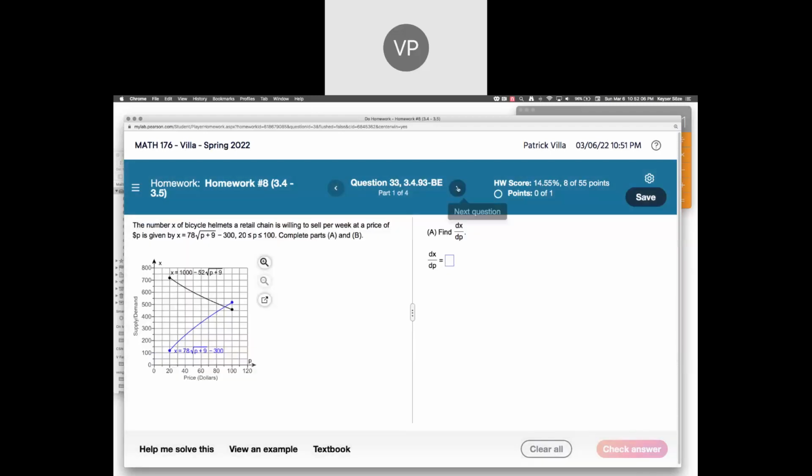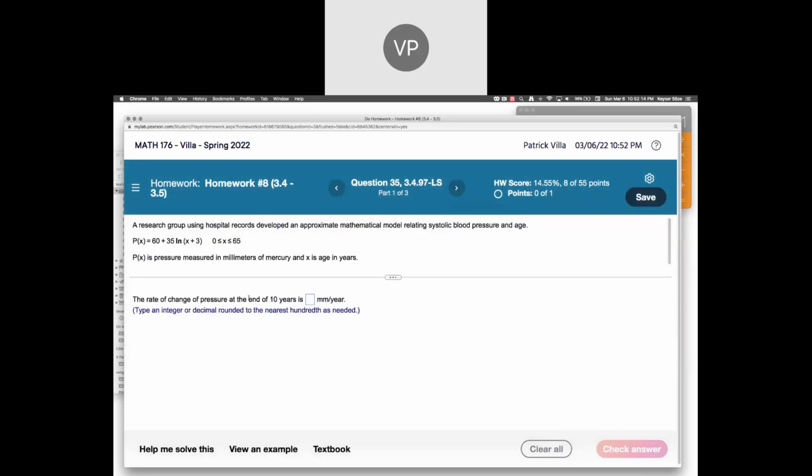Okay, so let's look at number 35. Okay, we're still in section 3.4. Research group using hospital records. All right, so we have a formula, and they ask us to find the rate of change of pressure. So I've said this many times, and I'll say it again. If you have a function, this one that equals pressure, and they want you to find the rate of change or instantaneous rate of change, that always means go find the derivative.